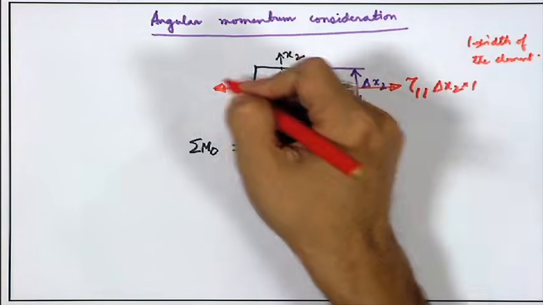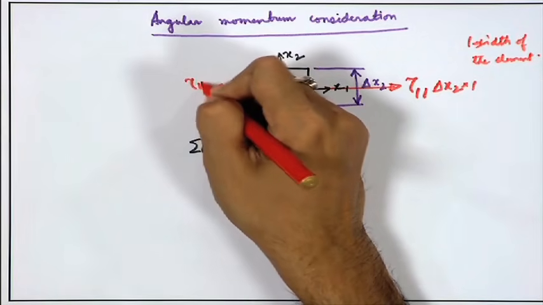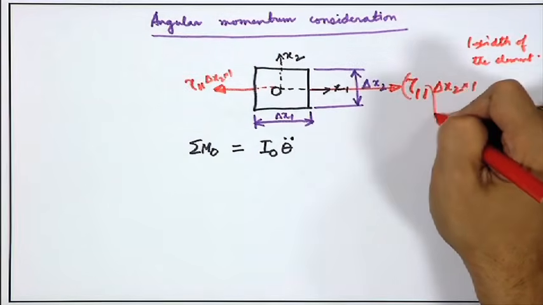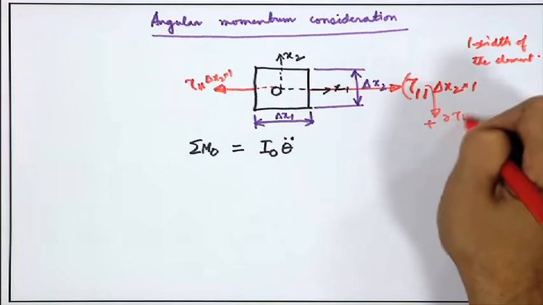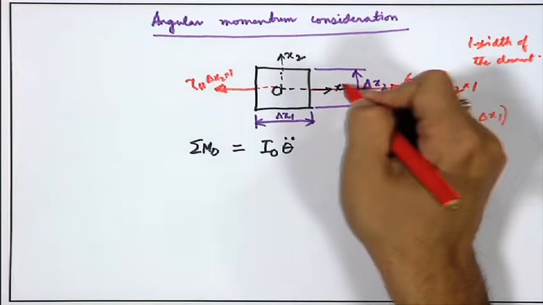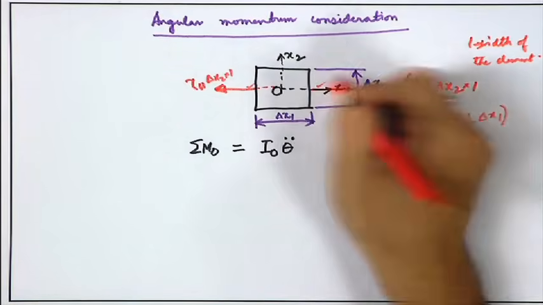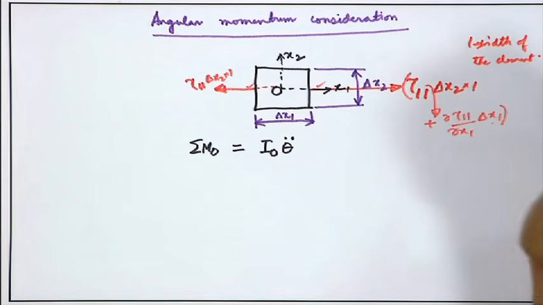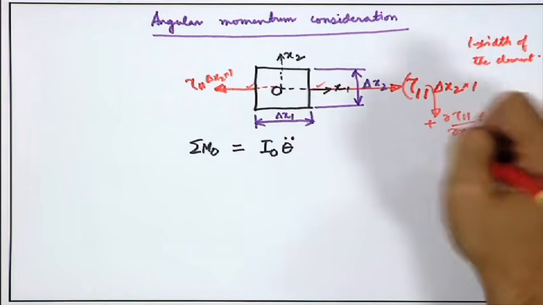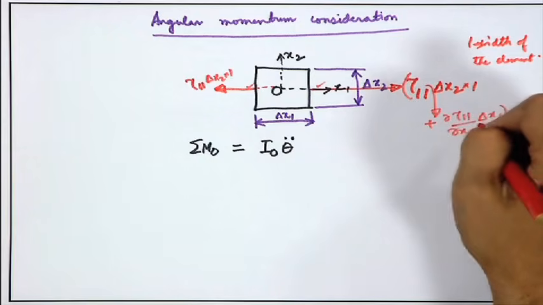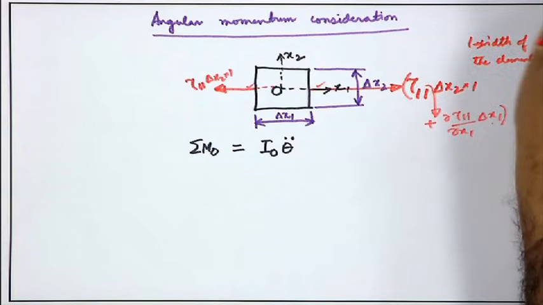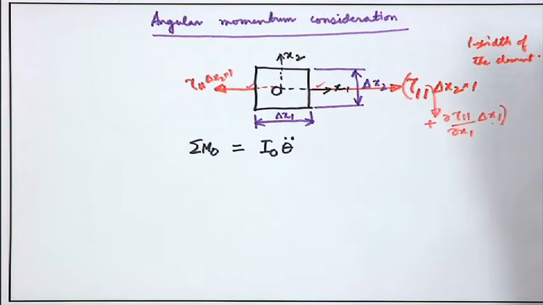So, just a matter of nomenclature, if we call this as tau 11, so this will be tau 11 plus del tau 11 del x1 into delta x1, because the difference in x coordinate between the two faces is delta x1. Interestingly, we will see that this increment or this higher order effect will not matter for calculating the moments. This will matter for calculation of forces, but not calculation of moments. These are the normal forces.